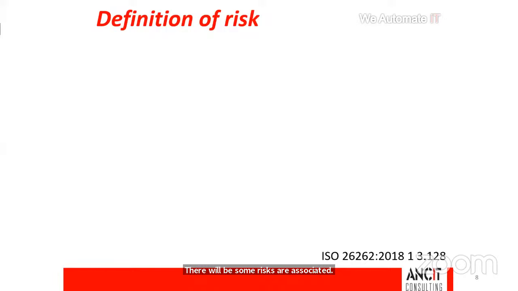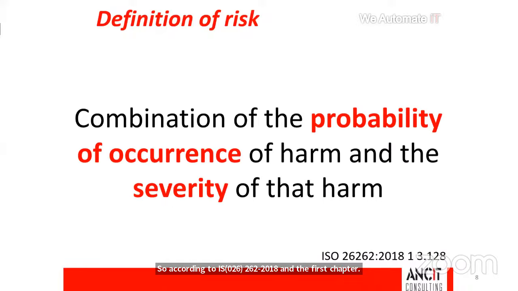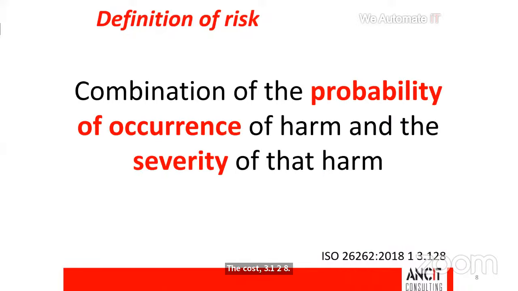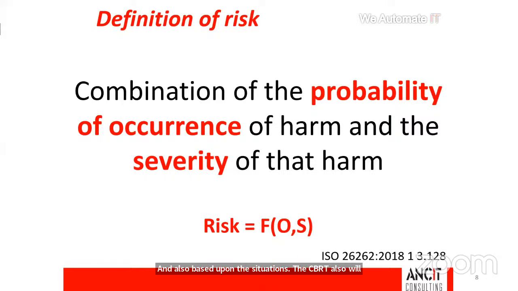So according to ISO 26262:2018, Part 1, clause 3.128, the definition of risk is the combination of the probability of occurrence of harm and the severity of that harm. Okay. The probability of occurrence means how often your ECU or any other electrical and electronic component is failing. Based upon the failure of the E and E components, there will be some harm to the passengers. And based upon the situation, the severity also will vary. So we can define risk as associated with the probability of occurrence as well as the severity.